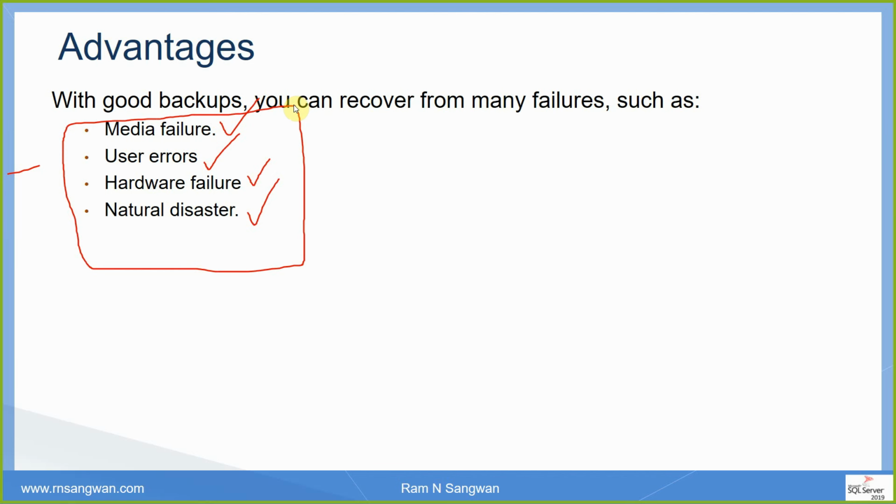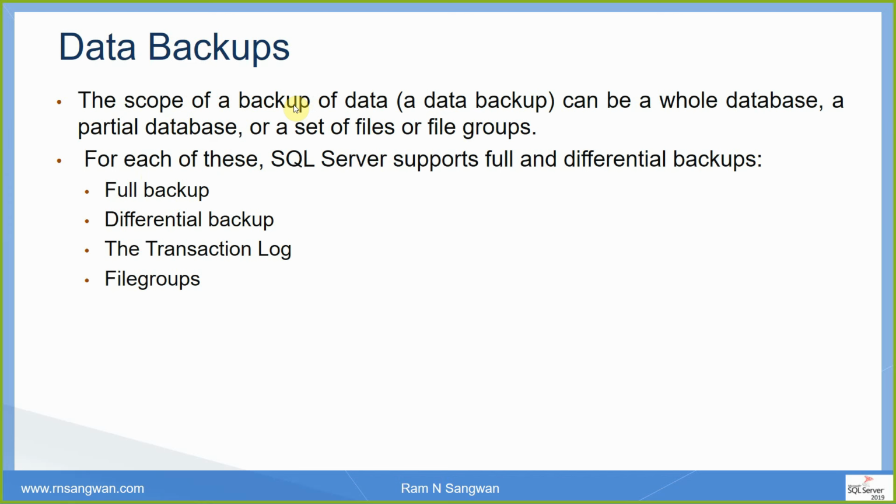Different options, different features are available for different scenarios. Data backups: the process of a backup of data can be a whole database backup, a partial database, a set of files or file groups, or even the differential transaction log backup. So these possibilities are there: full backup, differential backup, transaction log backup, and file group backup. You can back up any of these things.